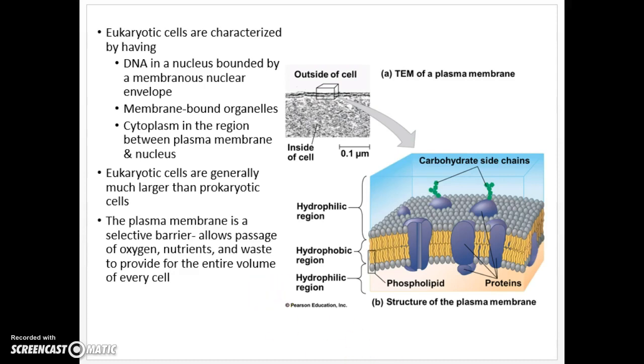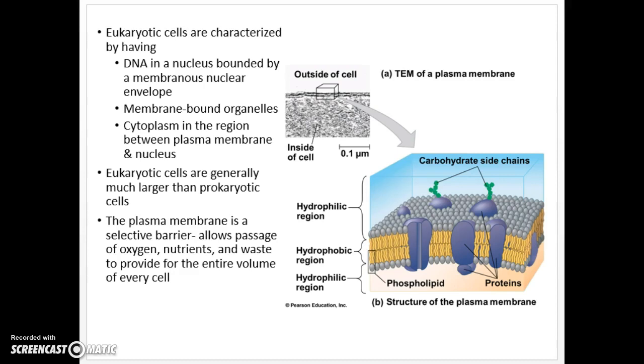Okay, so now eukaryotic cells, what they're characterized with having is DNA that is bound in a nucleus, and that nucleus has a membranous nuclear envelope or a nuclear membrane. The organelles in a eukaryotic cell are membrane bound, and the cytoplasm is in the region between the plasma membrane and the nucleus.